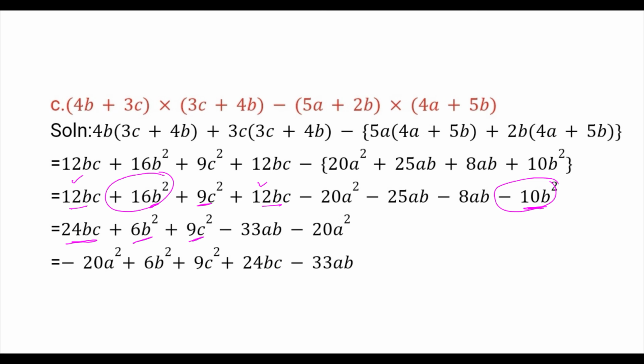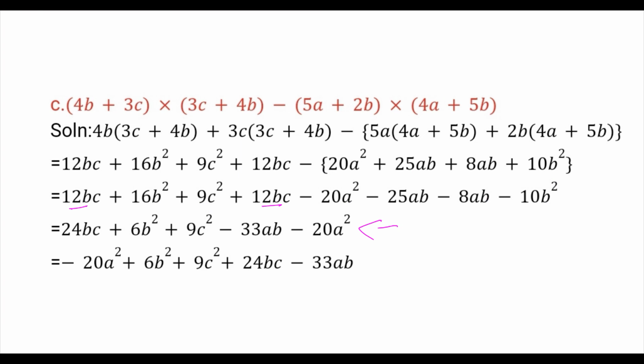Now let's go to minus 20a squared. This has no pair, right? So just write it down. And if you look here, can you see that we have ab and ab again? And if you look, they're both minus, so we have to add them, but the sign will be minus. So minus 25 minus 8, we're going to get minus 33ab. All right, so once again, you can stop there. Your answer is correct.